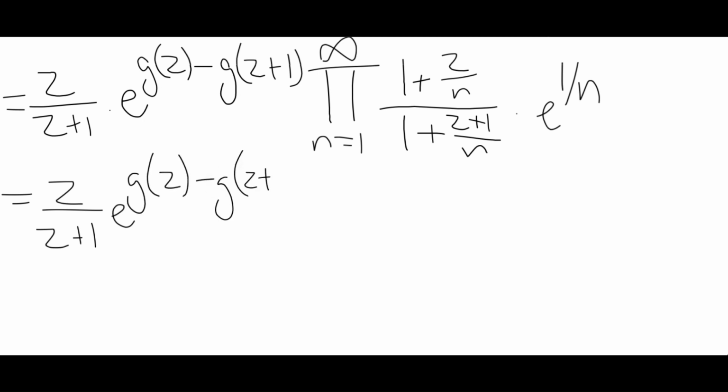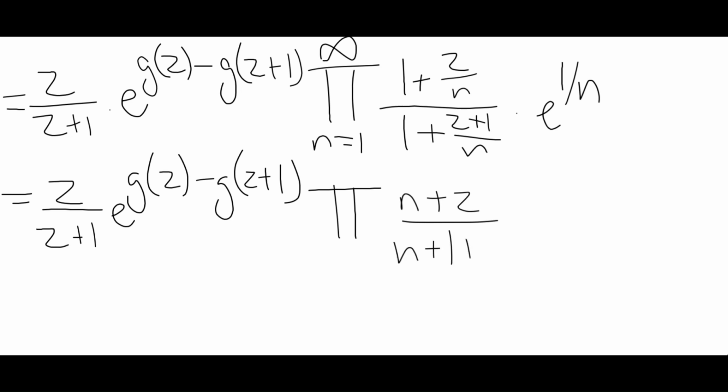So there isn't much we can do with the initial bit yet, but in the product we can multiply the numerator and denominator by n. And now much of this is going to telescope. So we'll have 1 plus z over 2 plus z, 2 plus z over 3 plus z, and so on.